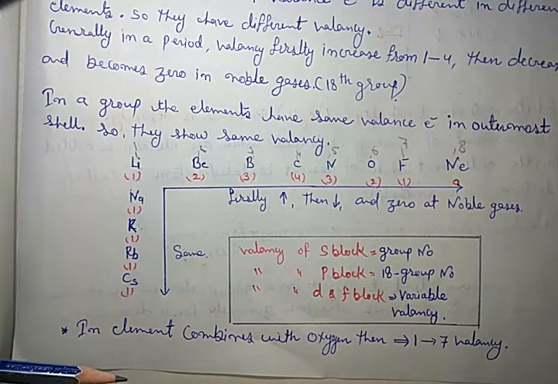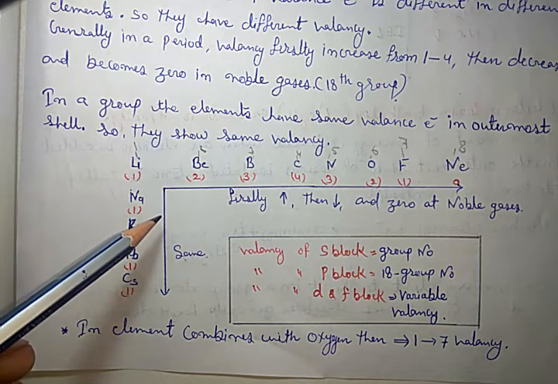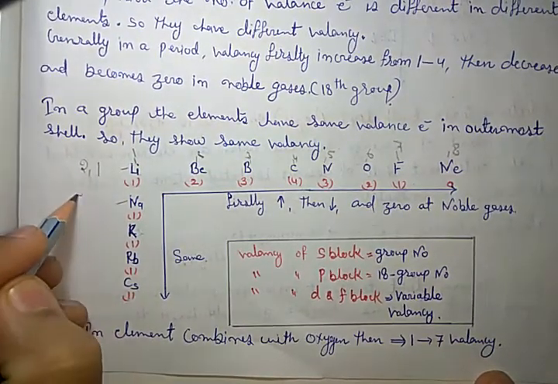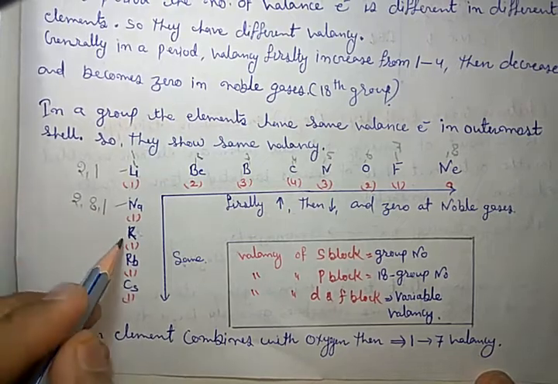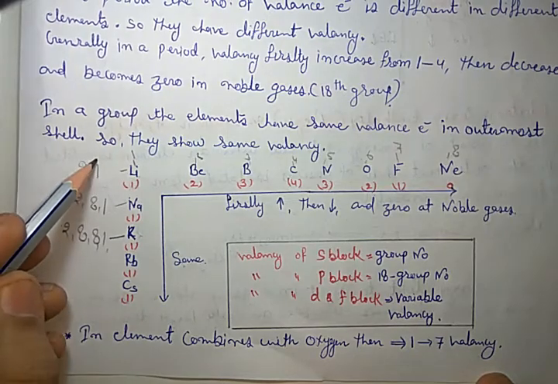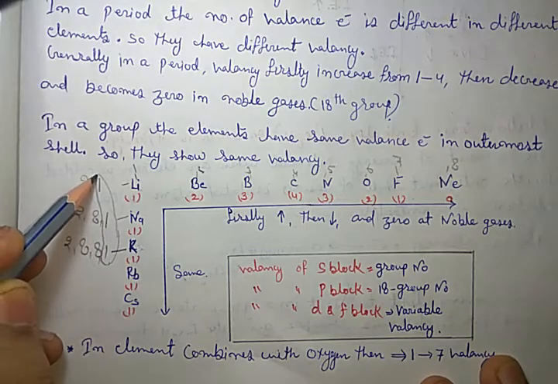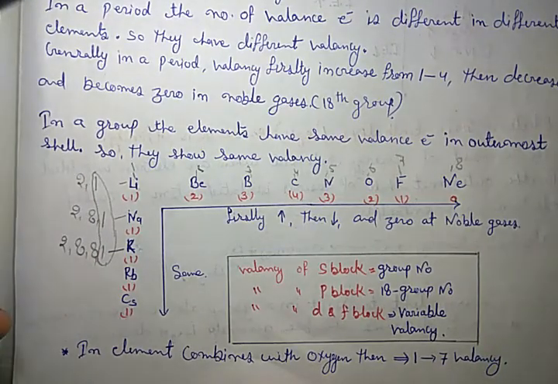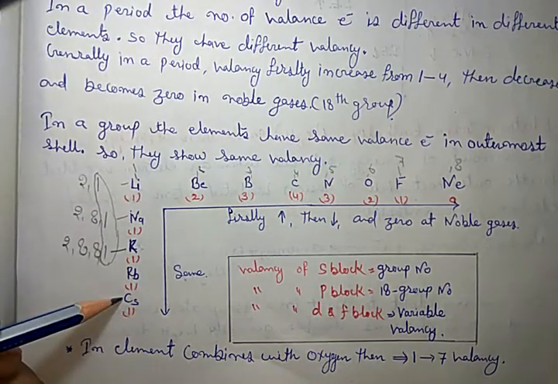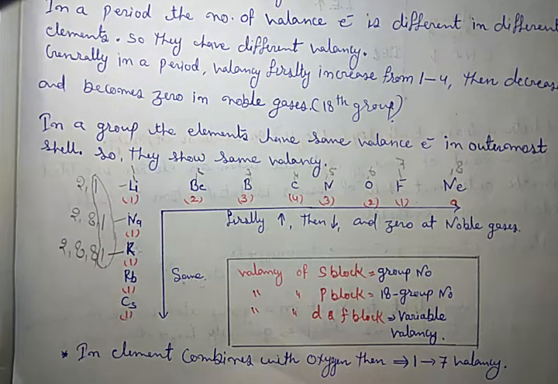Now, if we consider a group, then they have the same number of valence electrons in the outermost shell. For example, lithium configuration is 2,1, sodium configuration is 2,8,1, potassium configuration is 2,8,8,1. That means they have the same valence electrons. So their bonds will be the same. That's why in a group the elements have similar valency. Got it?